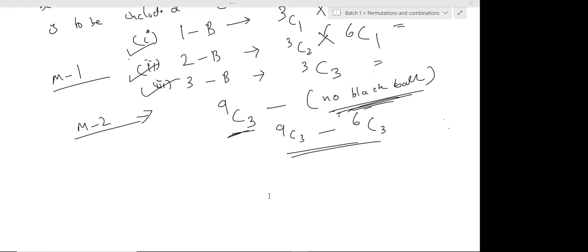Today we're going to finish the chapter permutation and combination. We are starting in a few minutes.